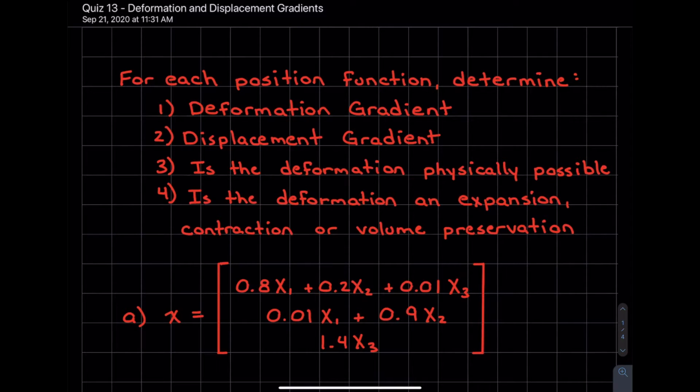All right, so the quiz is nice in that it's basically the same question repeated in 4 different scenarios. It says for each position function, determine the deformation gradient, and I'm going to write this down. So the deformation gradient right here, this is going to be F. It wants the displacement gradient, which is nabla u. And then finally, it asks us 2 different questions. The first one is, is the deformation possible? And is the deformation an expansion, contraction, or volume preservation?